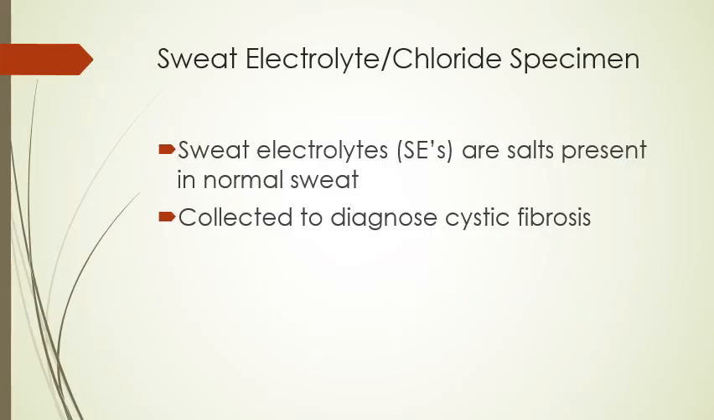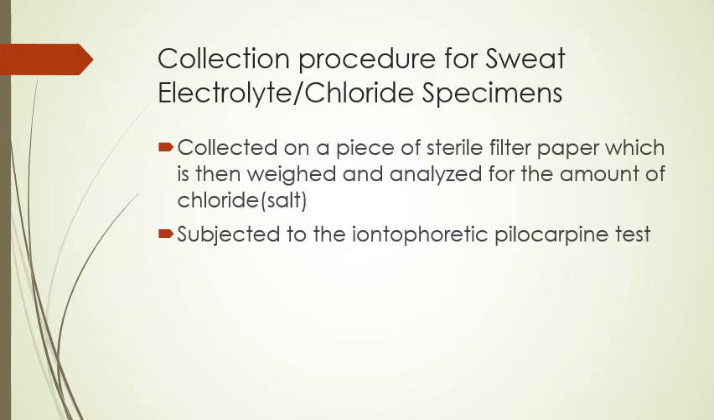There's sweat electrolyte or chloride specimen. Sweat electrolytes are salts present in normal sweat, and they're collected to diagnose cystic fibrosis, which is a lung disease. The collection procedures, it's collected on a piece of sterile filter paper, which is weighed and analyzed for the amount of salt, and it's subjected to the iontophoretic pilocarpine test. I have such a hard time saying that.